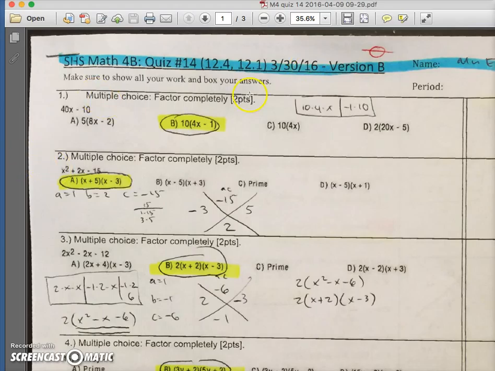Question number 1 says factor completely. If you notice that this problem doesn't have a power of 2, so you should not be using the X box method. You should just be looking for the greatest common factor. And you should always be looking for the greatest common factor at the very beginning of every problem that you either have to factor or solve. Here I wrote out the factors of 40x, 10 times 4 times x. Anytime you have a subtraction sign, just make it -1 times 10. What they have in common is a 10.